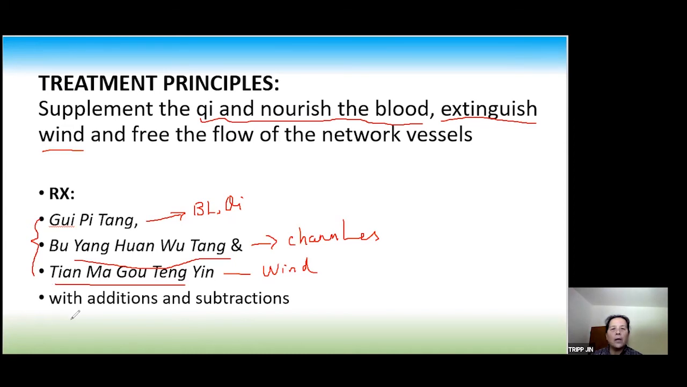And certainly you can add in more herbs to treat these problems. Deficiency problems are even more difficult to treat compared with excess kinds of problems.